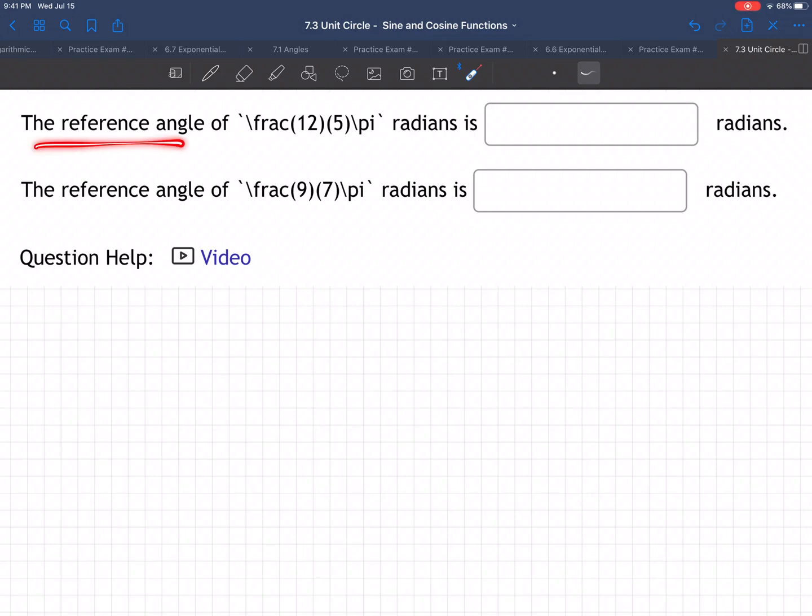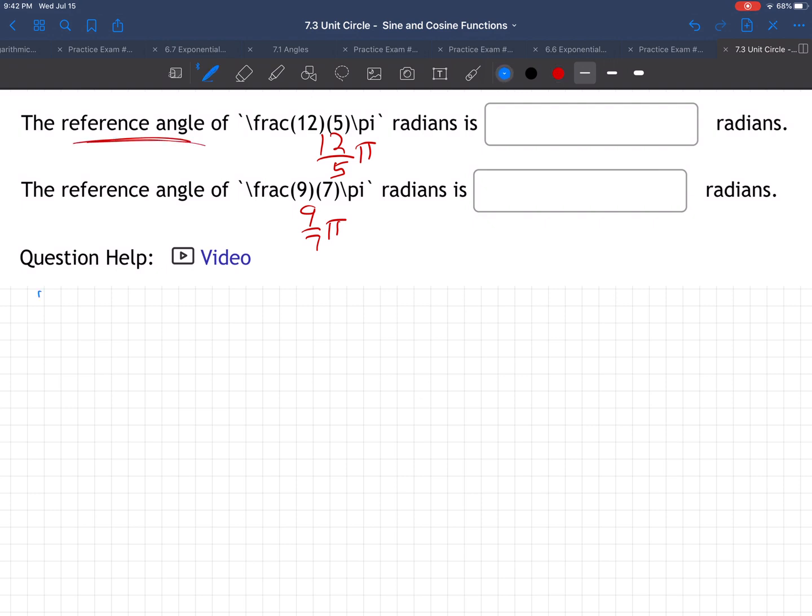Here's an example of finding reference angles for angles in radians. Now that's not written very clearly, so let me make it better. This is 12/5 pi. My 5s aren't the best. This one down here is 9/7 pi. Okay, so we want to find the reference angle of 12/5 pi.